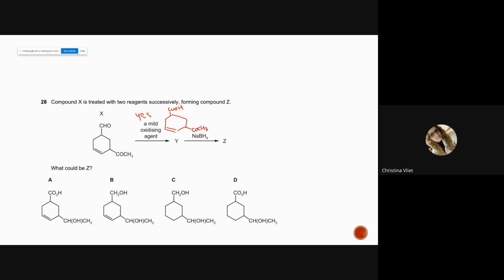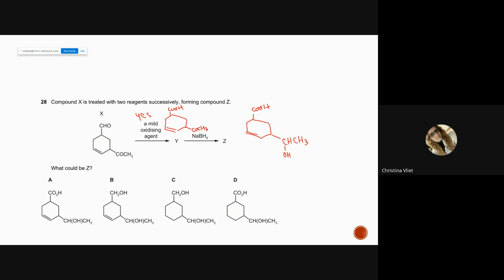No. Does NaBH4 reduce carboxylic acid? What does it reduce? So it would reduce your aldehyde to what? This, right? What answer is that? E. Which answer is it? I'm with you. It makes sense.